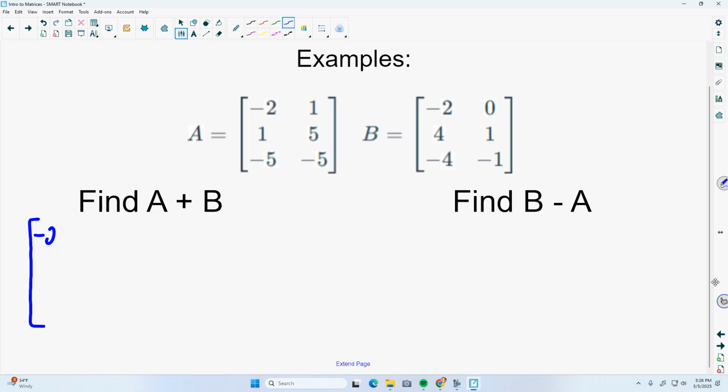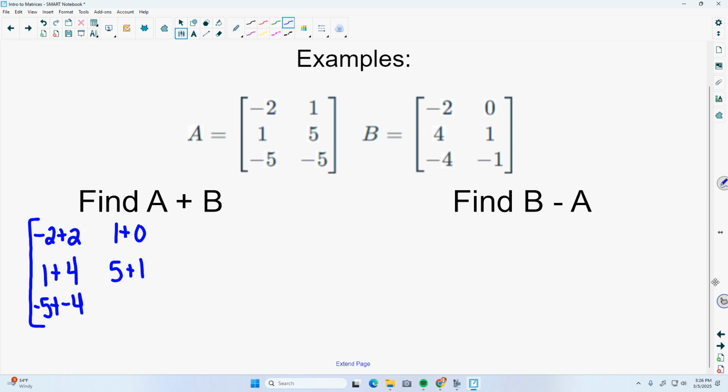Watch your signs here. Watch your order. Okay, so -2 plus -2. Here I'd have 1 plus 0. Here I'd have 1 plus 4. Here I'd have 5 plus 1.